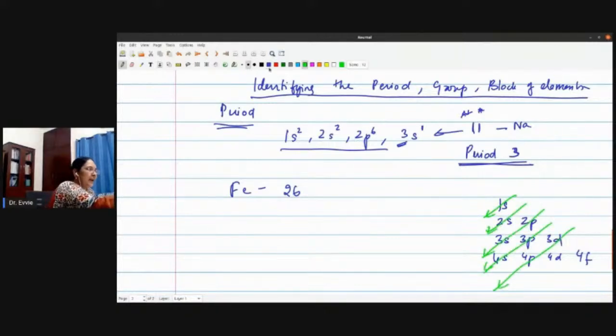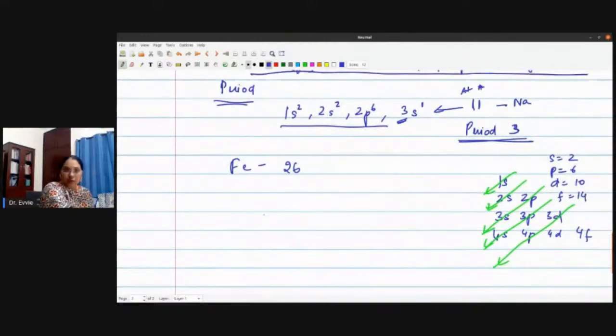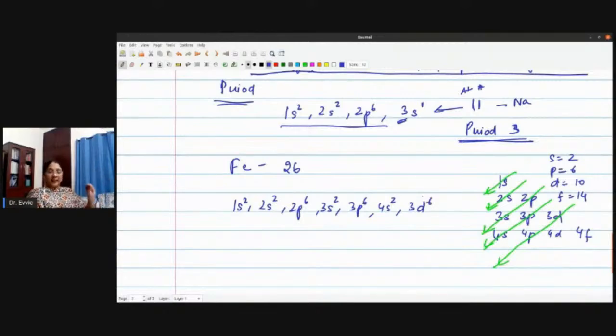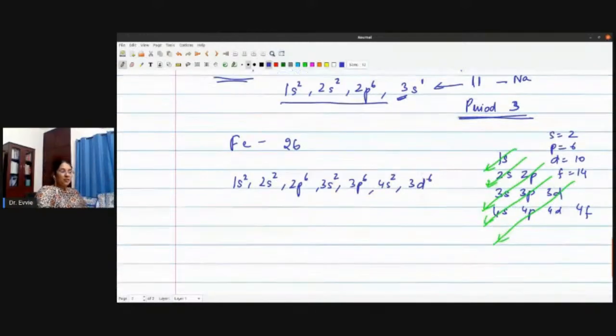S will have a maximum of 2 electrons, P will have a maximum of 6 electrons, D can accommodate 10 electrons, F can accommodate 14 electrons. So this is called your Aufbau rule. Let me write the electronic configuration: 1s2, 2s2, 2p6, 3s2, 3p6, 4s2, 3d6. I've written it completely, and you can see where iron belongs in the periodic table. It will be a transition element, exactly in the D block.